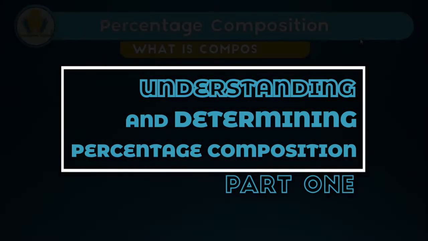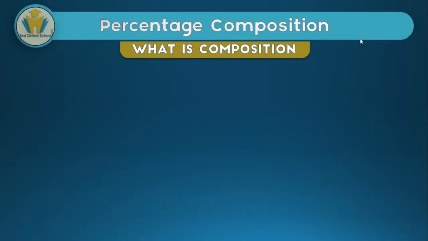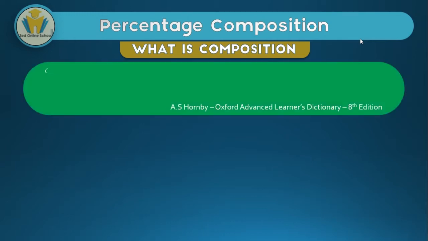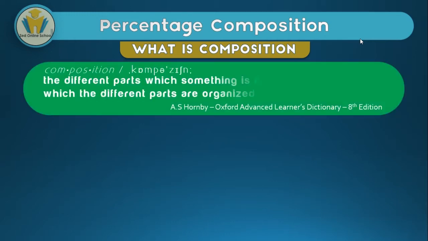Let us begin with talking about percentage composition. To start out, let's talk about composition. What does it mean? Composition is a word that means the different parts which something is made of. So when we're finding the percentage composition, we're finding a part as a percentage of something. In chemistry, this something is a compound. These different parts are elements or compounds themselves.